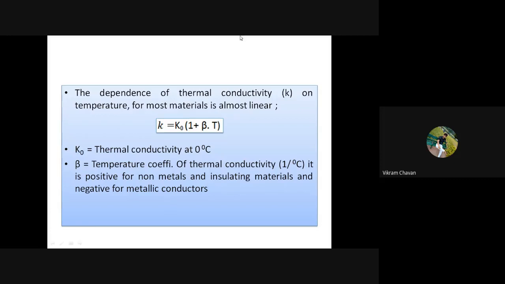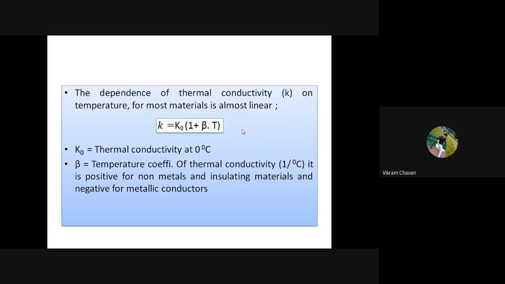Why are we saying linear? Linear means, if you plot the graph of change in temperature with respect to change in thermal conductivity, then that graph will be a straight line graph. Okay, we'll get the straight line. So because of that, we call it a linear relationship between thermal conductivity and temperature.